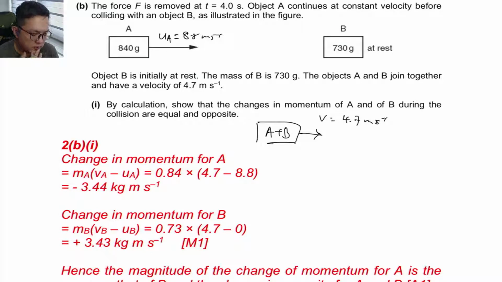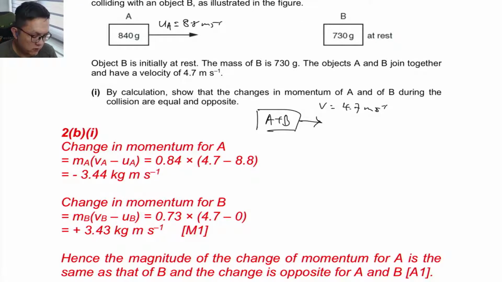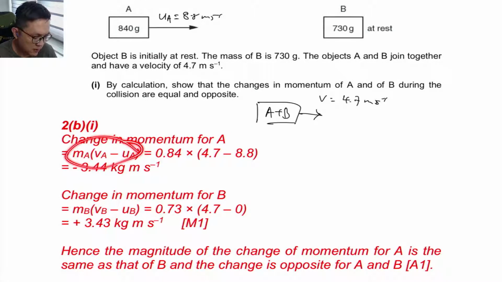So for this one here, part 1, some of you got confused. You try to use conservation of momentum to solve. You are doing similar things, but you are not answering the question. What the question is asking you to do is calculate the change in momentum for A, then calculate the change in momentum for B, then compare together. So for A, you will have MAVA minus MAUA, that is MA times (VA minus UA). Sum in the values. This one you should get a negative value. Keep the negative sign because this is not asking for magnitude. It's asking you for the change in momentum.